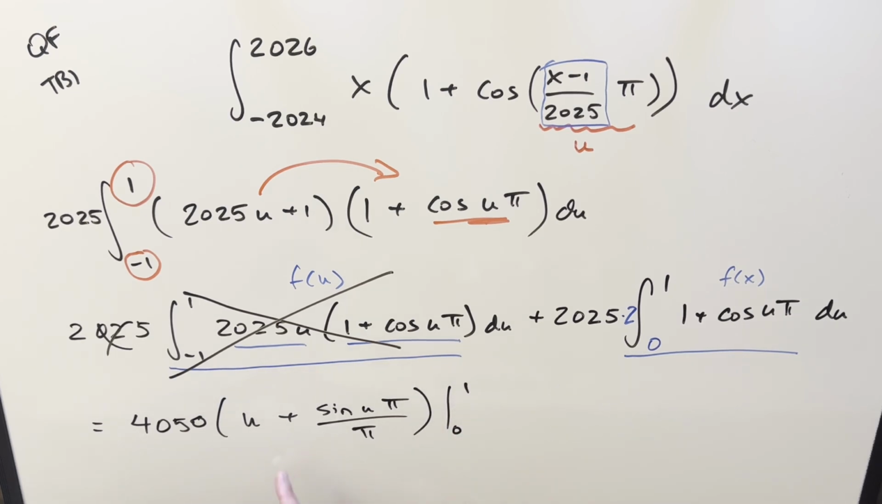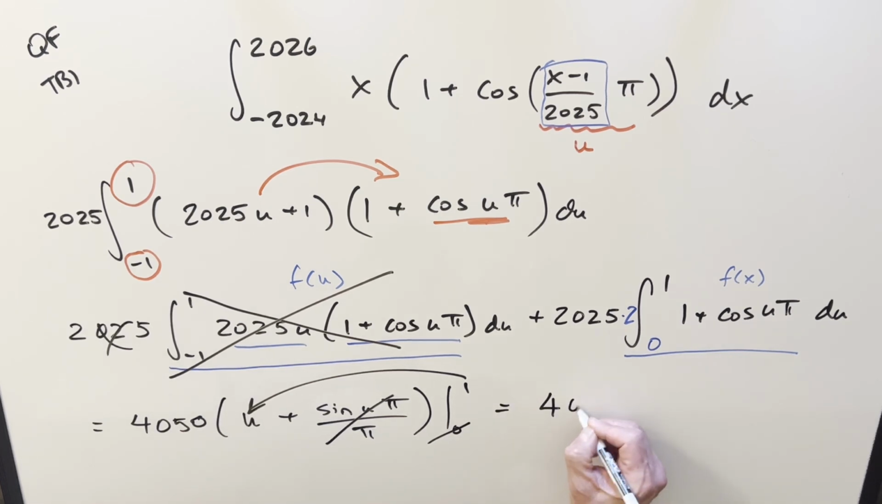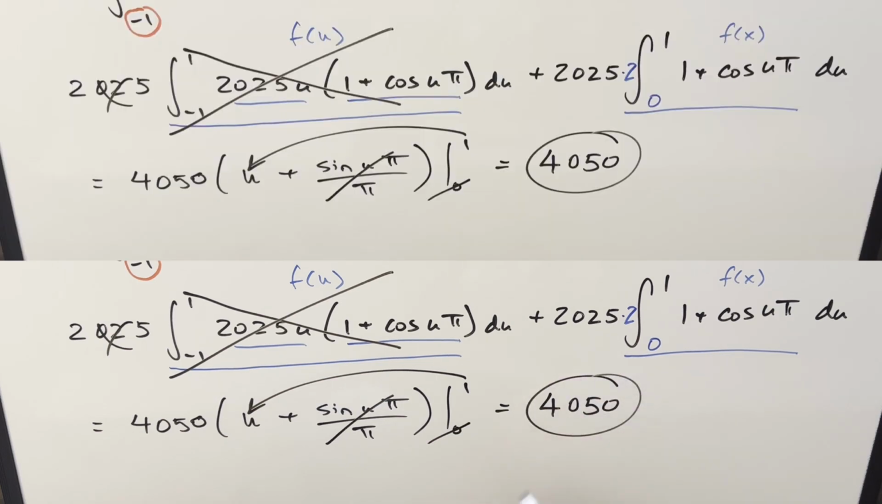But then notice when you evaluate at 0, everything's going to be 0. Sine at 0 is 0. So this goes away. But when you plug in 1, because we've got the pi there, sine of pi, that's going to be 0. So this term goes away, and we're just plugging in a 1 here. So just distribute 1 to this, and for my final solution to this, we just get 4050, and that's it. Okay, so there you go.